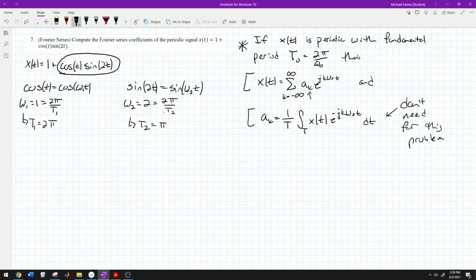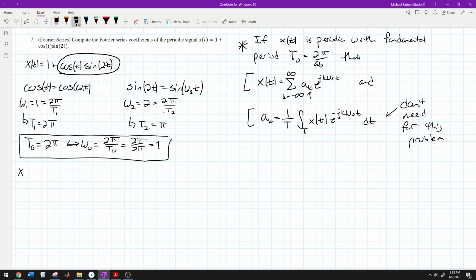Now, t sub 1 is an integer multiple of t sub 2. So our fundamental period is 2 pi, and the fundamental frequency, omega sub naught, is equal to 2 pi divided by t sub naught, which is equal to 2 pi divided by 2 pi, which is equal to 1. All right, so we've identified this.